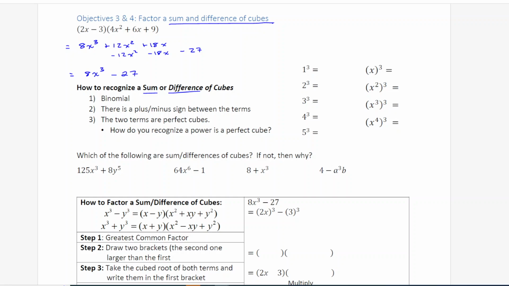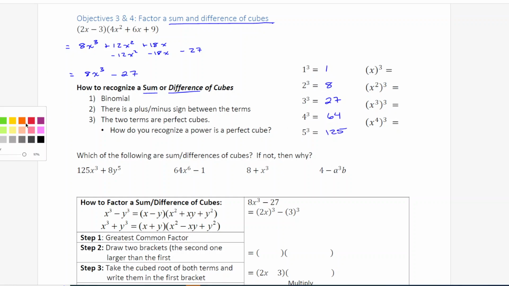So again, let's go through and list them. You'll notice it only goes 1 to 5. So 1 cubed is 1. 2 cubed is 8. 3 cubed is 27. 4 cubed is 64. And 5 cubed is 125. And those are the only ones that you're expected to recognize. Okay, so these 5 numbers are perfect cubes.